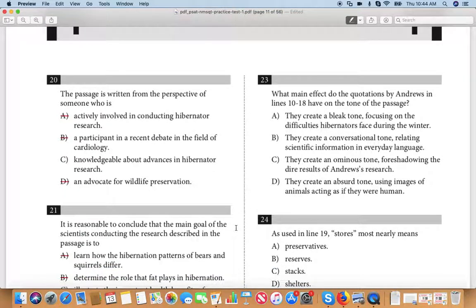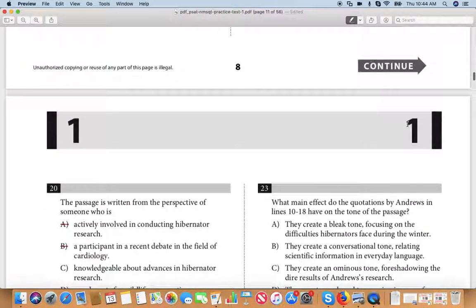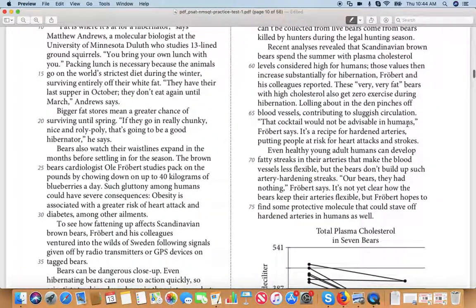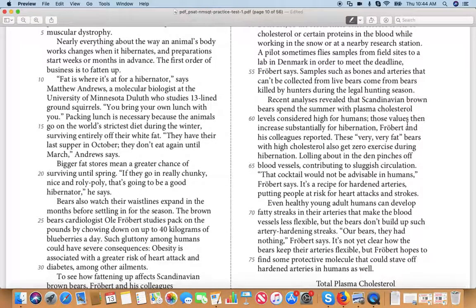Okay, so what effect do those quotations have on the tone of the passage? Go ahead and read answer choice A for me, please, Irene. They create a bleak tone, focusing on the difficulties hibernators face during the winter. Okay, do those quotations create a bleak tone, focusing on the difficulties hibernators face during the winter? You know what bleak means, Irene? Bare? Yeah, bare or like something that's not bare. Kind of depressing here. In this context, bleak would be like despairing.